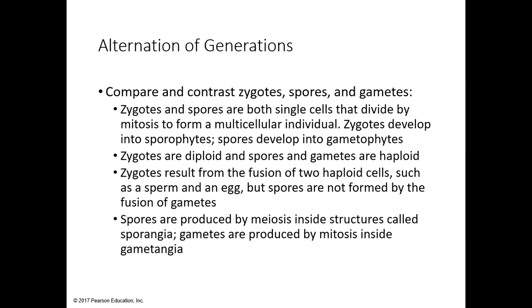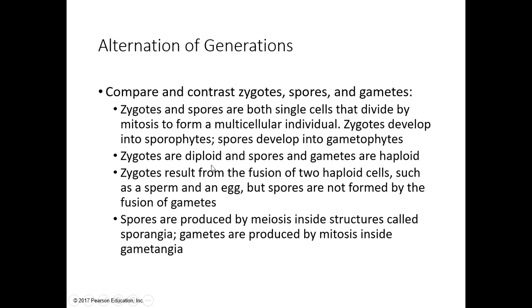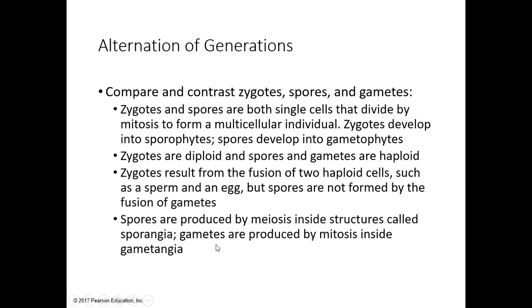Okay. So let's keep some of these terms straight just so that we're all on the same page. Zygotes and spores are both single cells that divide by mitosis to form a multicellular individual. Zygotes develop into sporophytes. So here's our zygote developing into the sporophyte, the 2N. Spores develop into gametophytes. So spores are haploid, gametophytes are haploid.